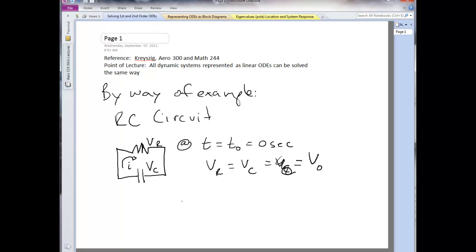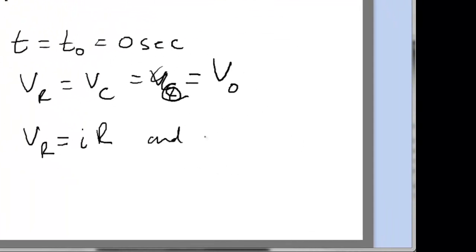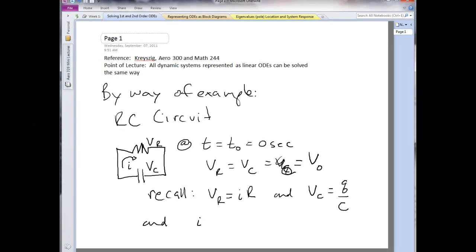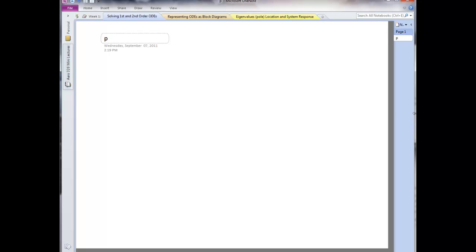And so we can go ahead and start to model this, and we can say recall that VR, so the voltage drop across the resistor, is the current times the resistance, and that VC is the charge in the capacitor divided by the capacitance. We also may recall that the current is the negative of the time rate of change of the charge on the capacitor.